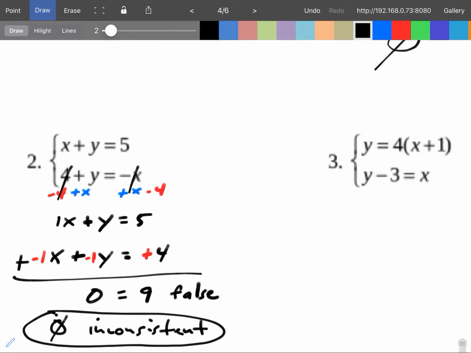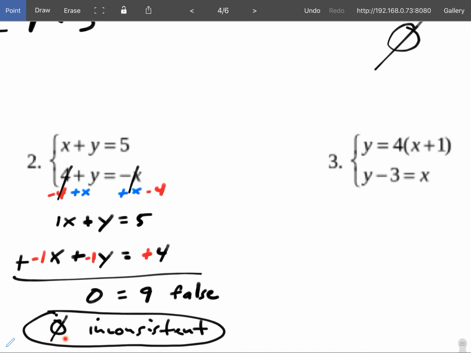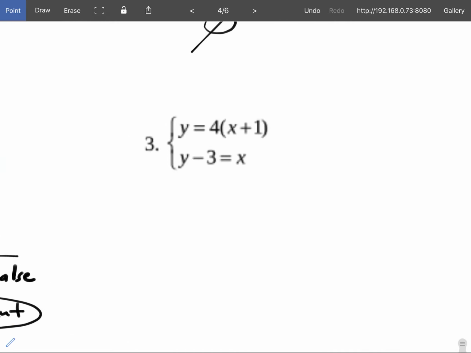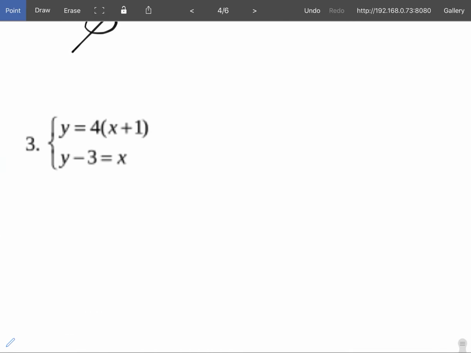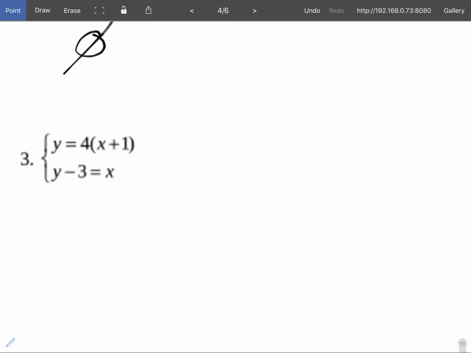All right, now we just got to do the third one. So let's take a look at number 3. Now, also on number 2, remember that if there's no solution and it's inconsistent, that means that if you graph the two lines, they would be parallel. They would not hit each other. So let's do number 3, and we'll wrap this up.